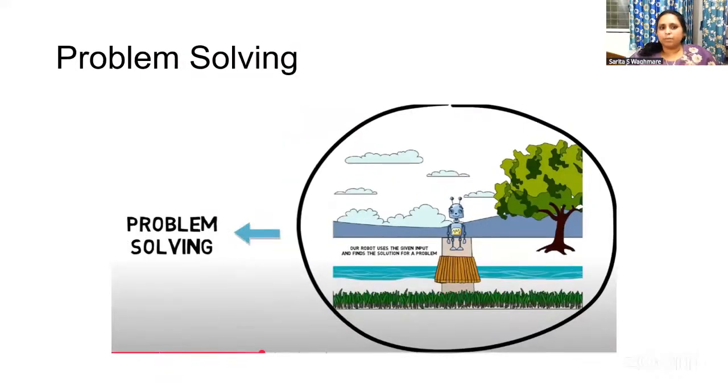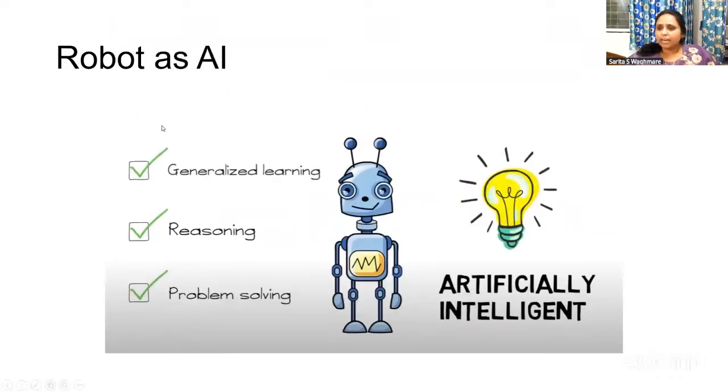Then there is problem solving ability. Whenever we are facing any issue, to overcome that issue we want some help so that we can cross it. That is nothing but the problem solving ability, or capacity, of artificial intelligence. So artificial intelligence works with the combination of generalized learning, reasoning, and problem solving. We use these three terms in day-to-day activities, and we expect the same things from our technology. That is nothing but artificial intelligence.